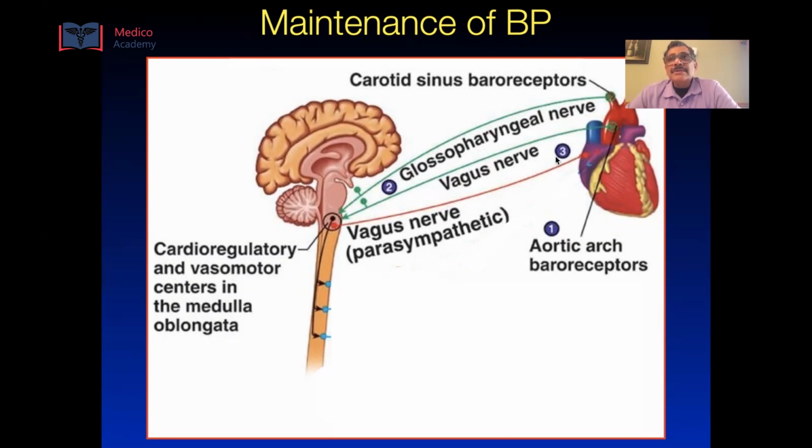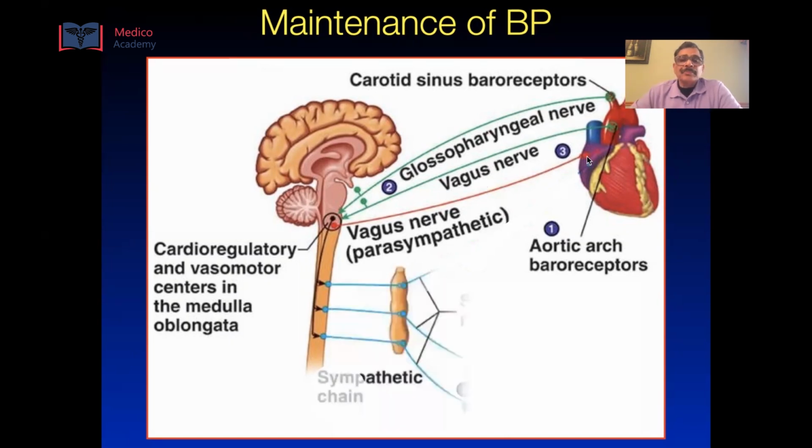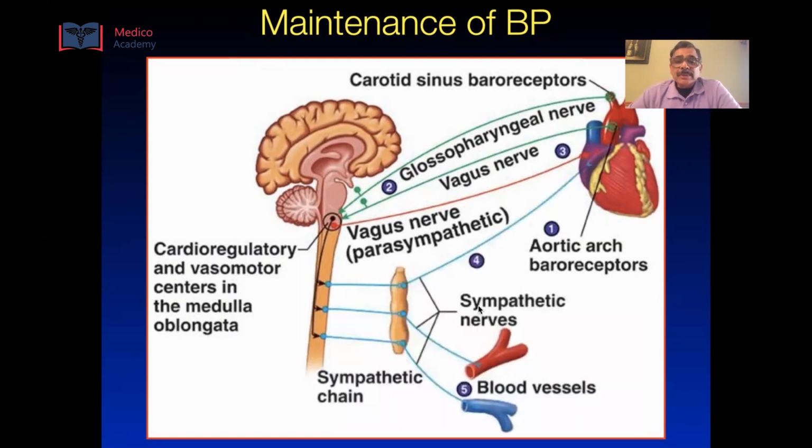The vagus nerve gets activated, or there is parasympathetic activity, causing slowing of the heart, vasodilation, and decreased inotropy. At the same time, the sympathetic system is inhibited because of this negative feedback. So there is parasympathetic stimulation as well as sympathetic depression to maintain the blood pressure. So the afferents are through the glossopharyngeal nerve, and the efferents through the vagus as well as the sympathetic trunk to maintain this baroreceptor reflex.